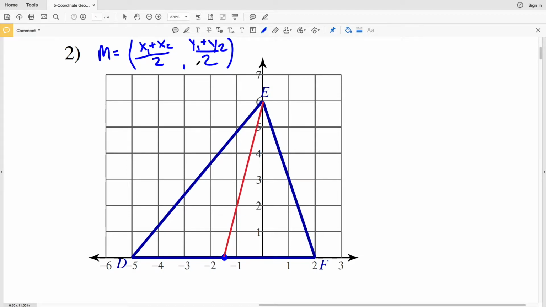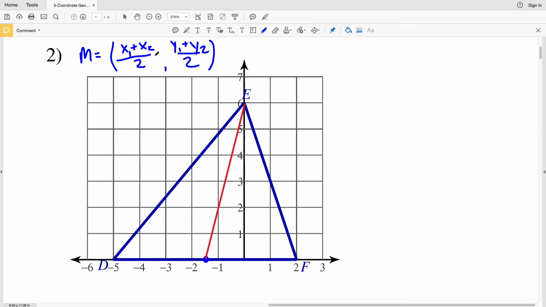And if you're confused on this formula, you can go to my geometry tutorial section on YouTube where I go more in depth, or if you just need practice, go to the video within my KutaSoftware geometry playlist on the midpoint formula where I work through the practice problems.